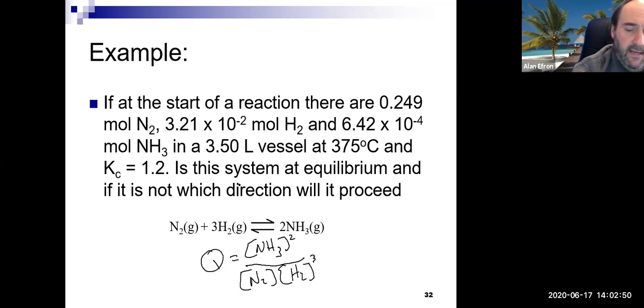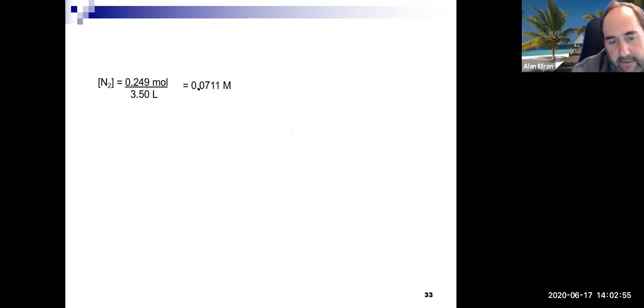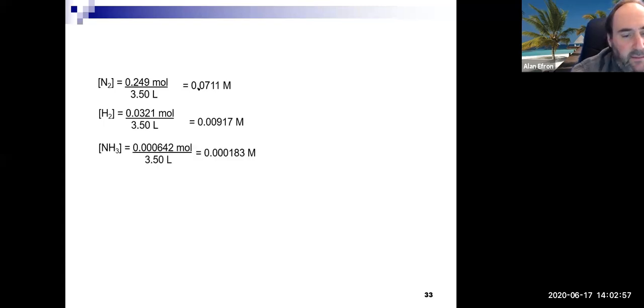And if we did that, I think I got it going on here. So it looks like if we converted everybody into moles, which again, a molarity, which is taking moles divided by liters, looks like we get 0.0711 for our N2. We get 0.00917 for our H2 and 0.00183 for our NH3. So really what we need to do is just plug it into that expression that we had earlier.